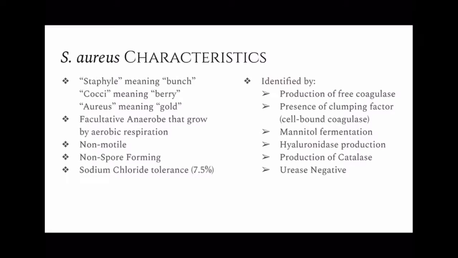You can identify S. aureus through the production of free coagulase as well as cell-bound coagulase. Coagulase is an enzyme that causes red blood cells to solidify as well as plasma. This causes clumping, or blood clots. It can also produce catalase. Also, one of its characteristics is being able to ferment mannitol.